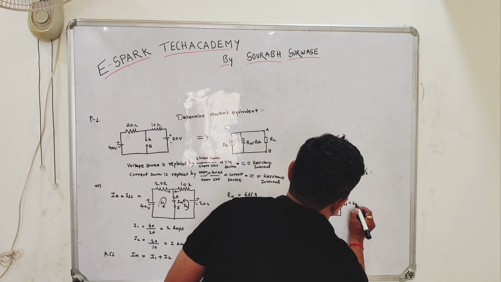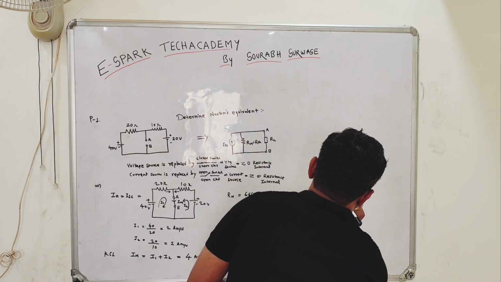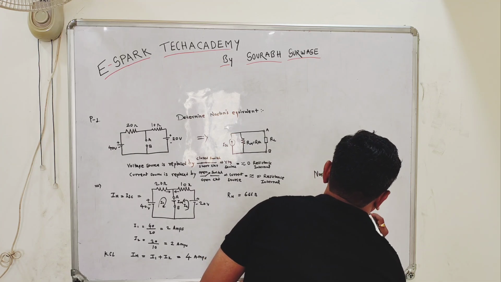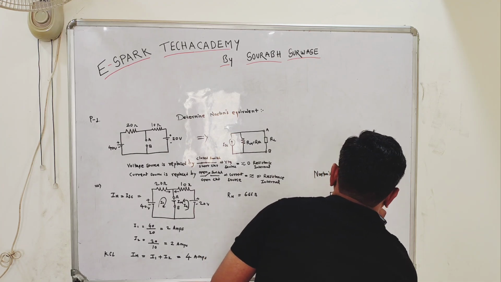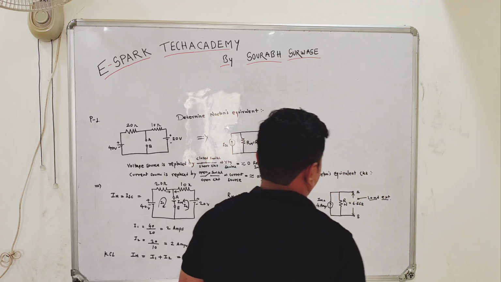Here the Rn is 6.66 ohm, the current source is 4 amperes, which is IN, and this is nothing but the point A and B. You can say this is the load which is externally connected.